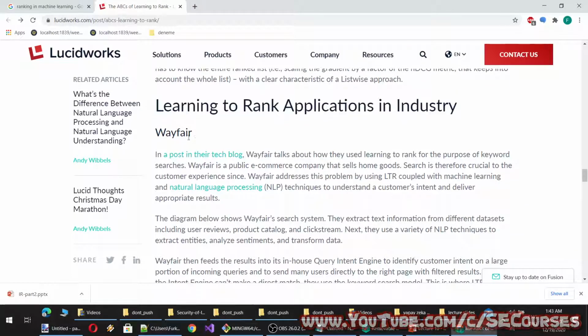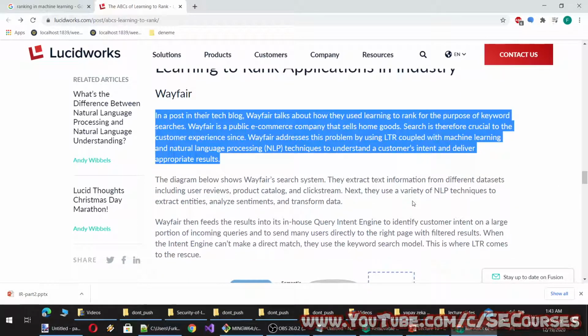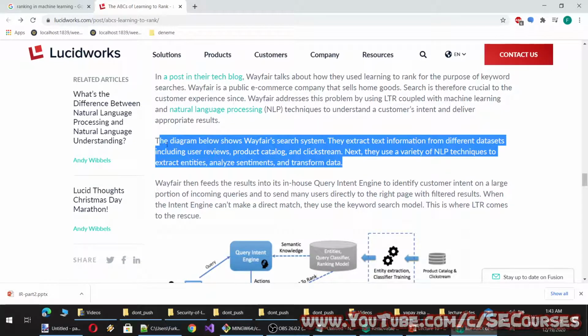Learning to rank applications in industry. Wayfair. In a post in their tech blog, Wayfair talks about how they used learning to rank for the purpose of keyword searches. Wayfair is a public e-commerce company that sells home goods. Search is therefore crucial to the customer experience. Wayfair addresses this problem by using LTR coupled with machine learning and natural language processing (NLP) techniques to understand a customer's intent and deliver appropriate results.